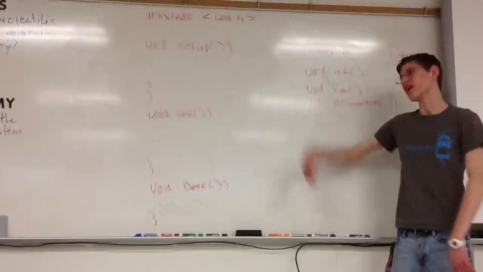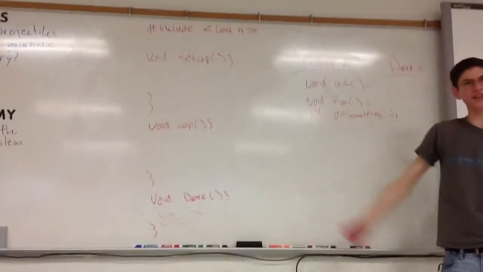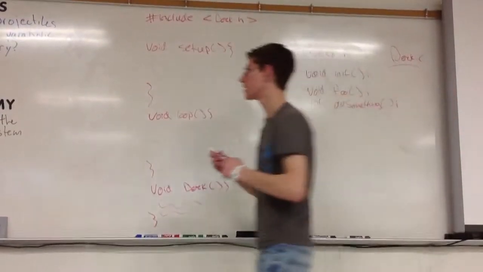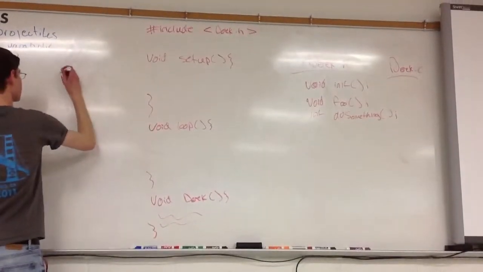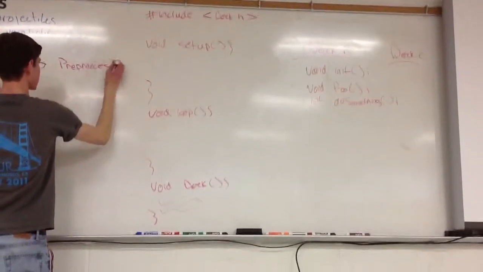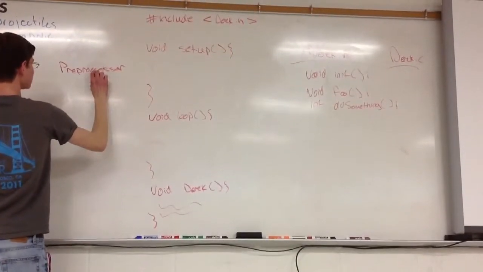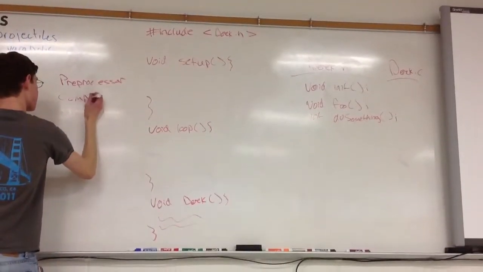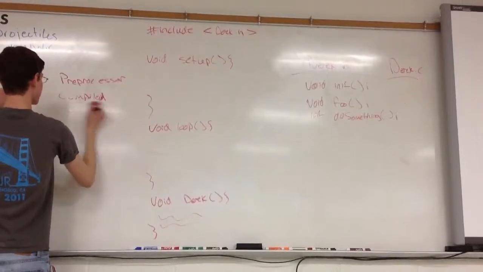So I made this program, right, and I want to compile it. It actually goes through three steps when you compile it. It gets preprocessed by going through a preprocessor. And then it gets compiled. Then it gets linked.